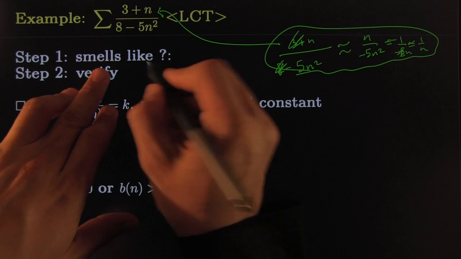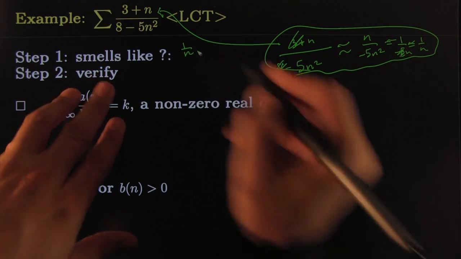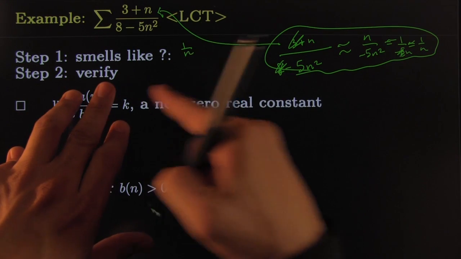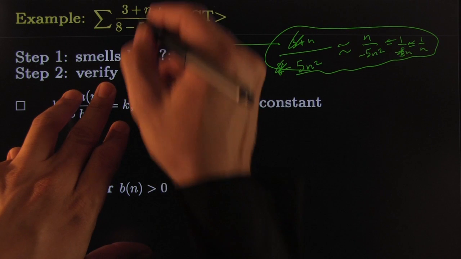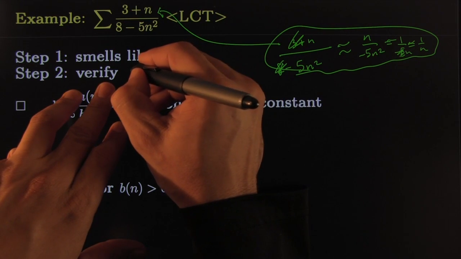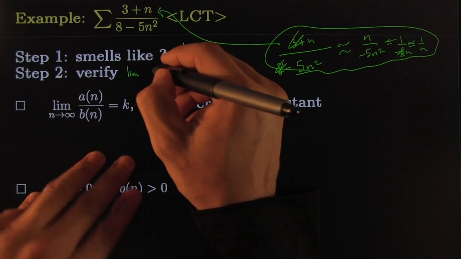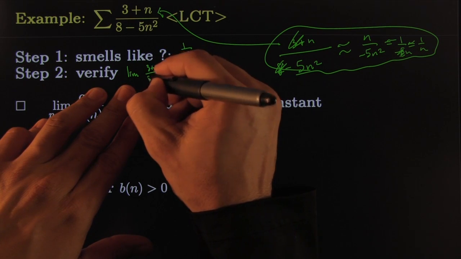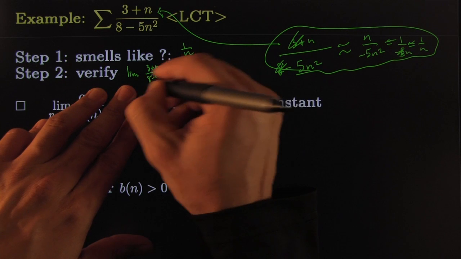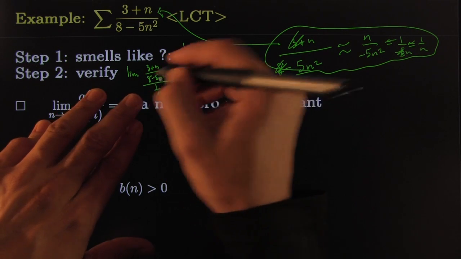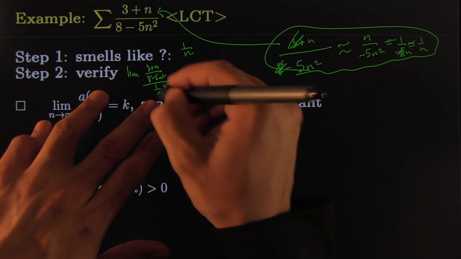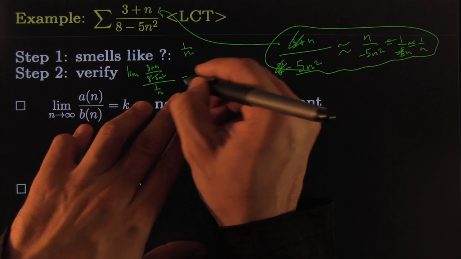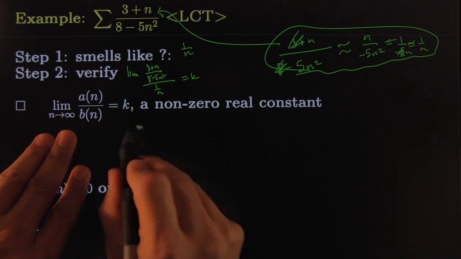So the first step, what does it smell like? I think it smells like 1 over n. Okay. Second step, can I verify? Well, I would need to check the limit of my 3 plus n over 8 minus 5n squared, divided by 1 over n. I need to check this limit, the one I've got and the one I think it smells like. And I need to check that this is equal to some constant. That's this step right here.